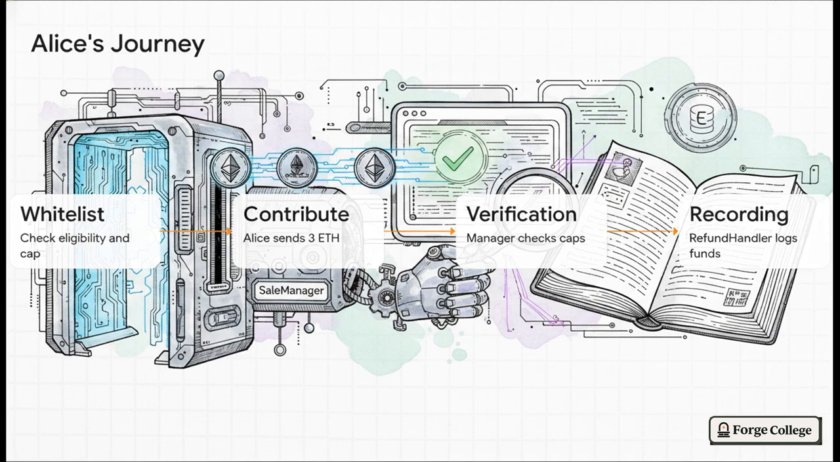Now, the manager doesn't just swallow that crypto blindly, right? It instantly pings the whitelist bouncer to check her ID and verify she hasn't hit her limit. If she's clear, the SaleManager accepts the funds. But here's the kicker. It immediately delegates the accounting to the specialists. The RefundHandler steps in and logs her exact contribution balance. It also updates a mapping so that off-chain indexers, think of them like slick receipt printers for your user interface, can accurately show Alice her history. So the SaleManager just directs the traffic, and the specialists do all the heavy lifting.